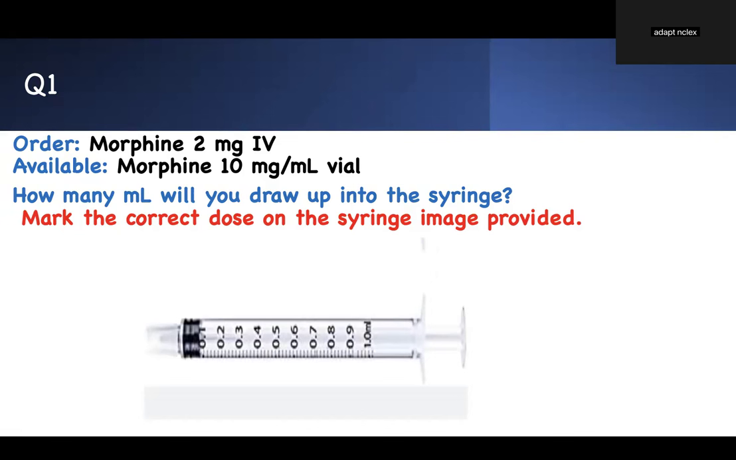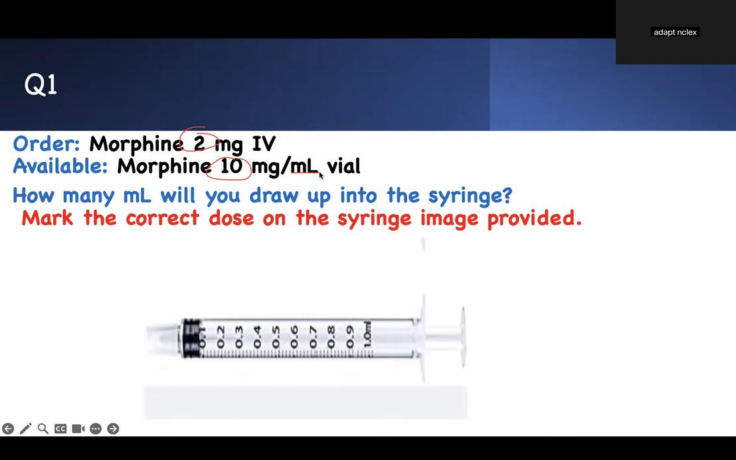It's not a trick question. It's straightforward. It's just in a presentation form of a picture, a pictorial representation. You can calculate this. I know you can do that. An order for morphine 2 milligram. It's available 10 milligram per ml. So every ml has 10 milligram in it, right?